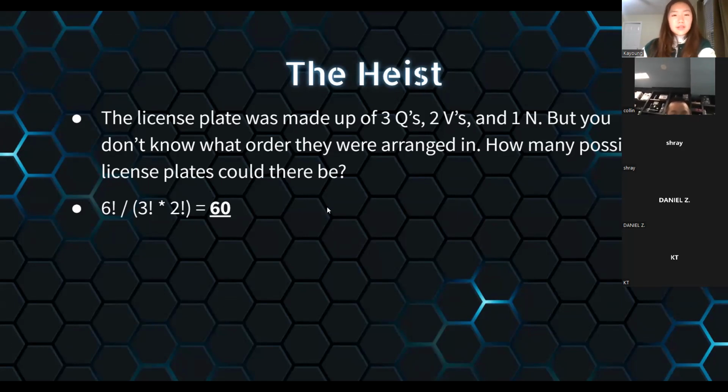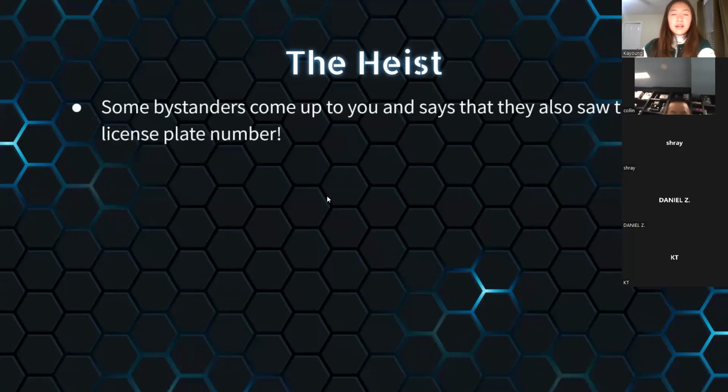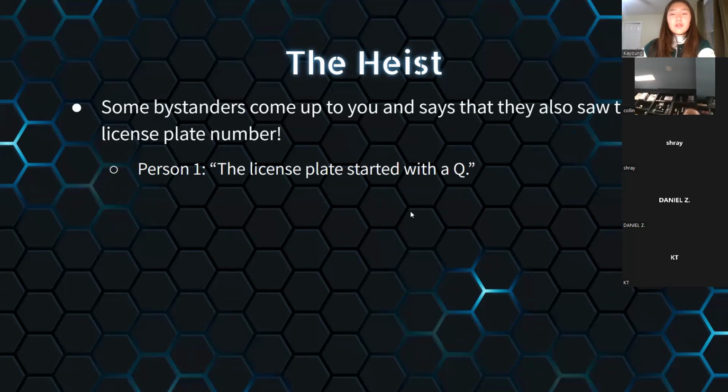So it's 60. Okay, so some bystanders with better vision than you come up to you and say that they also saw the license plate number. Okay, so they're not that helpful, but using all the information they tell us, we can piece it together because we're just extra smart, I guess.